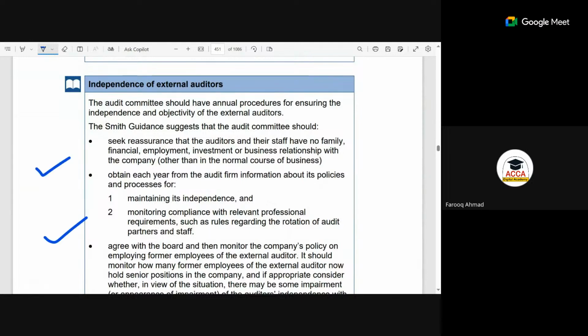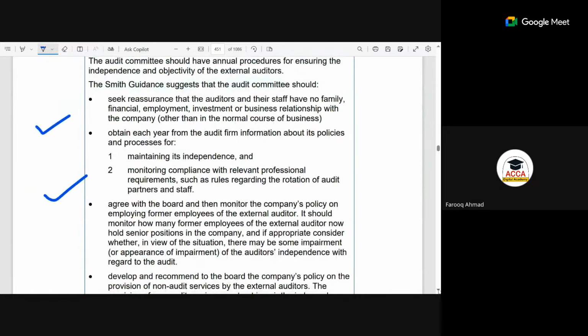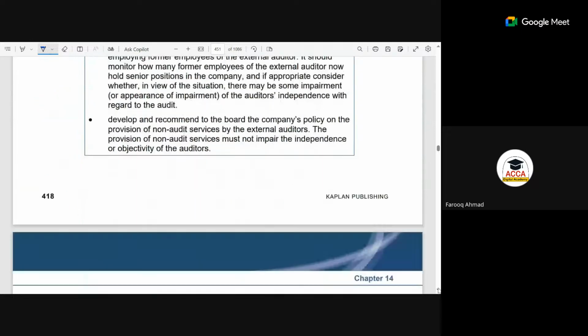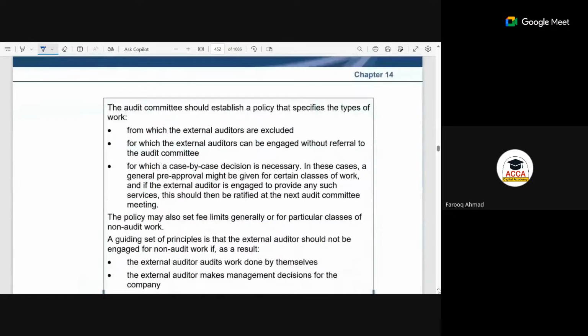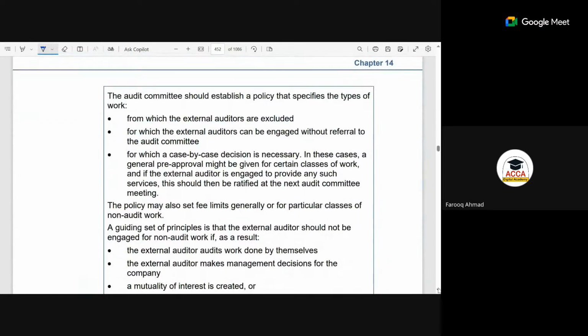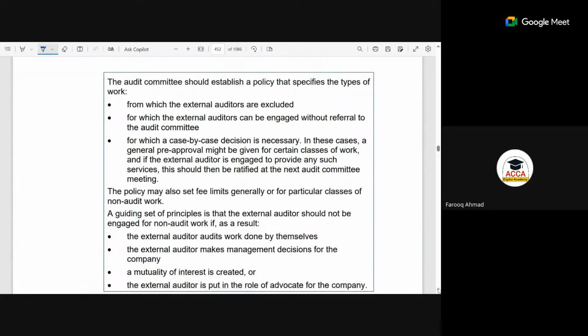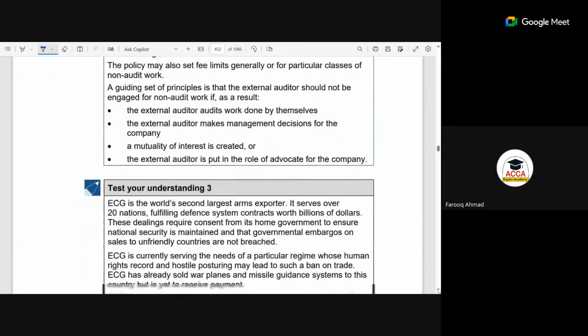Now they have add-on material, but I am sure it is just a foundation for you to make you a senior manager. It's just a revision for those who passed F8.